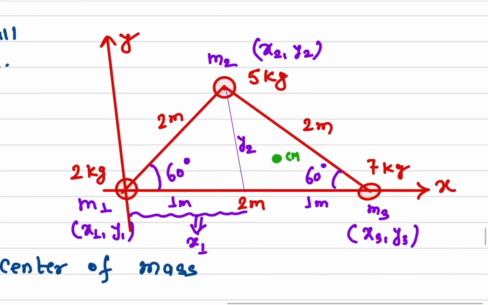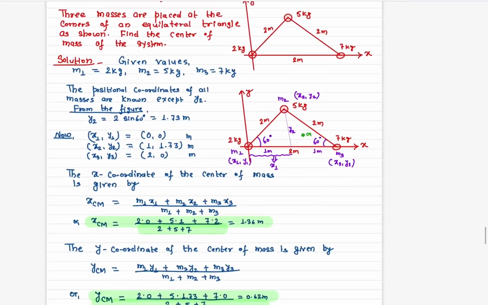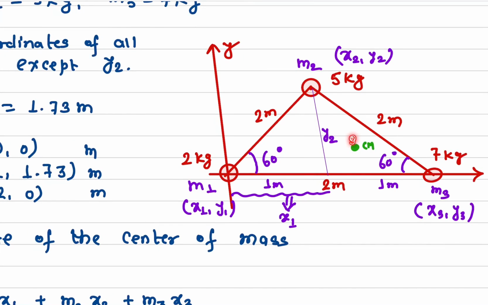If I show this on the diagram, this is 1, so 1.36 will be somewhere here. And the other coordinate is 0.62, and we know that y2 is about 1.73, so it is somewhere here. So this is somewhere near here. Here the center of mass lies. In other words, if we have a thin rod placed vertically at this point, then the entire system will be balanced.